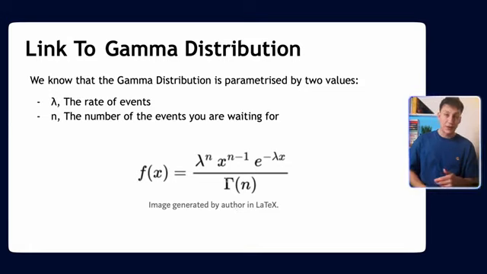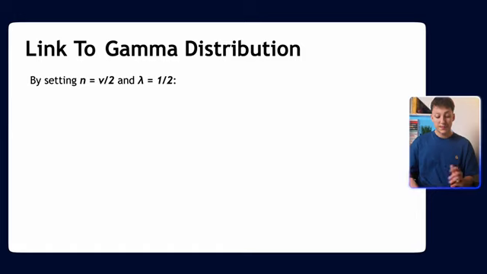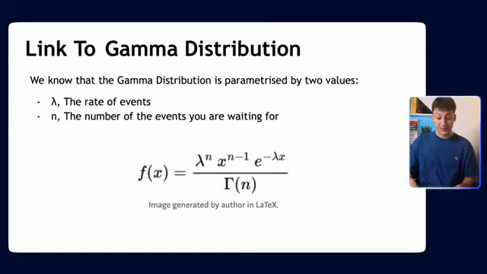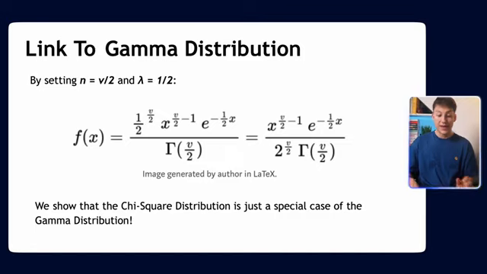Again, we have this gamma value at the denominator, which is why it's called a gamma distribution. And this looks very, very similar to the chi-square one we saw in the previous video. So by setting n equals v over 2 and lambda equals a half, we show here that a chi-square distribution is just a special case of the gamma distribution.